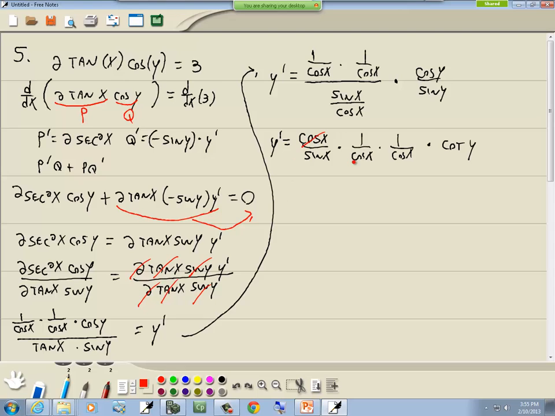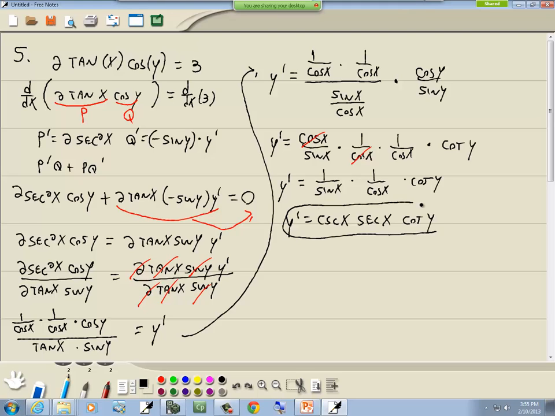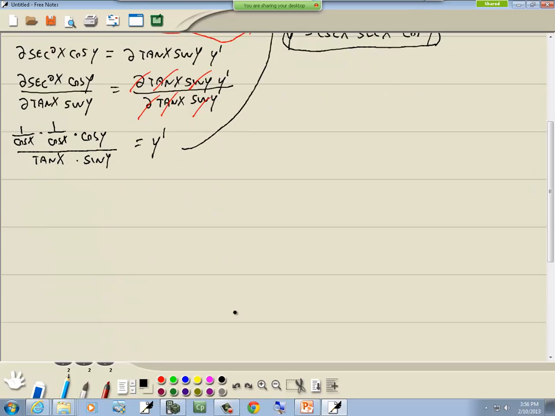Over here, this cosine cancels that cosine. And so we got y prime is equal to 1 over sine, times 1 over cosine x of course, times cotangent y. Well, 1 over sine is cosecant, so this becomes cosecant x. 1 over cosine x is secant, so that's secant x. And then our cotangent y carries down. And that's our answer. Usually simplified form for trig means, if possible, get rid of the fraction and get a single trig function, whatever it might be, like this. And of course everything has to be multiplication if we can get it there.